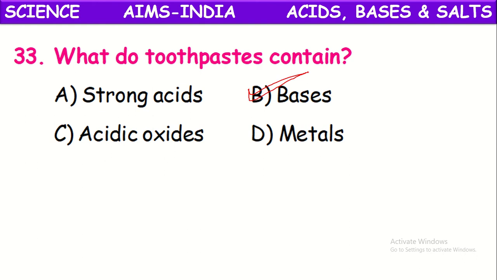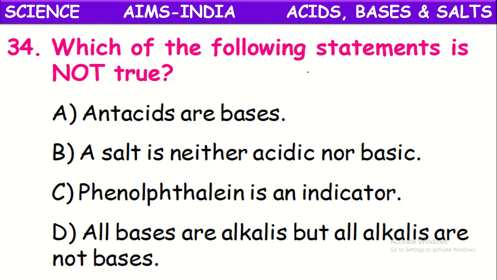Right? Next. Which of the following statements is not true? See, some statements are given. We have to identify the incorrect statement. Antacids are bases. Is it true? Yes. Antacids are bases because they are used to get rid of acidity, so they contain bases in them. This is a correct statement. A salt is neither acidic nor basic. Yes, salt is a neutral substance. Next one, phenolphthalein is an indicator. It is also a correct statement.